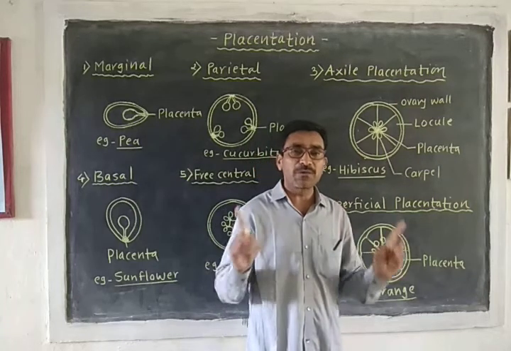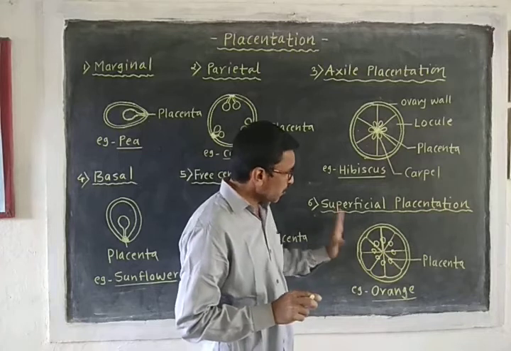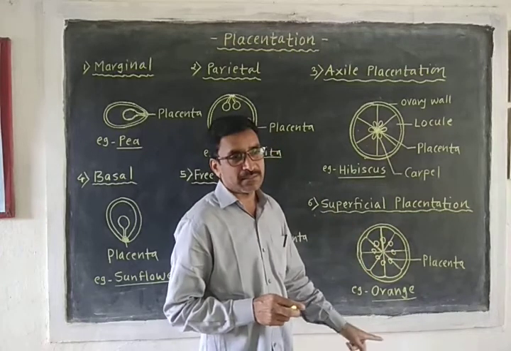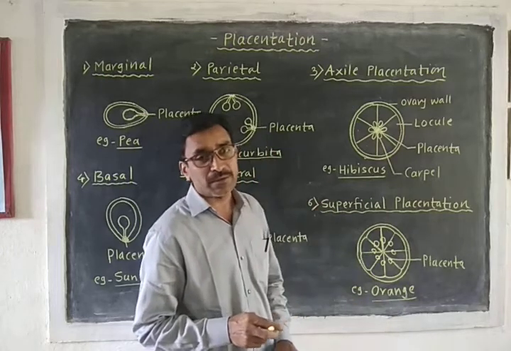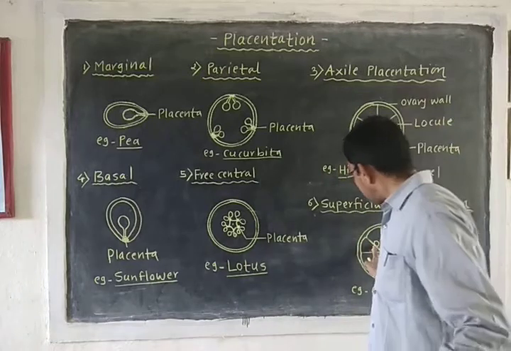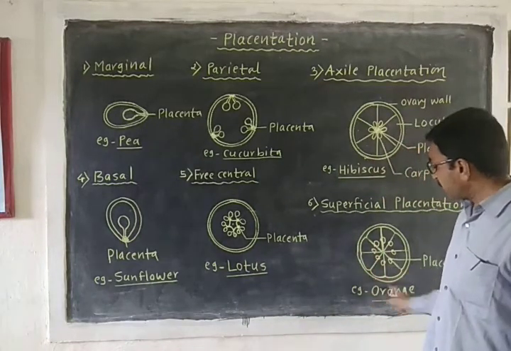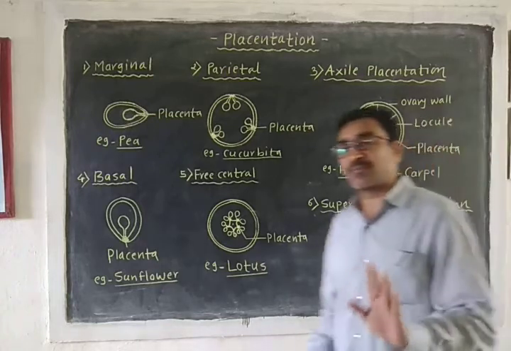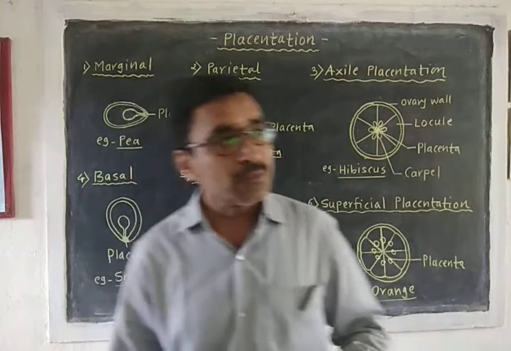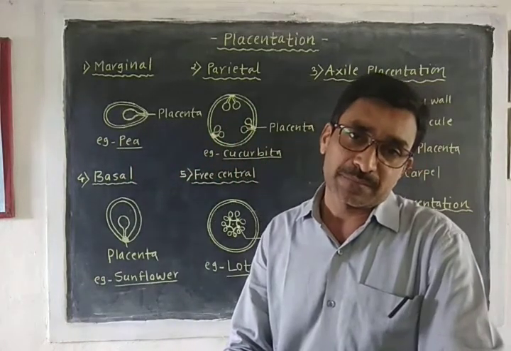And this is all about the types of placentation. This is the superficial placentation. It is a type of placentation. It is multilocular. It is multicarpellary. But the placenta is present at the inner surface of the locule. And hence it is called as a superficial placentation. An example of superficial placentation is orange. And in this way, we studied the types of placentation.